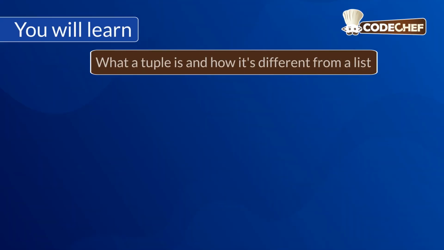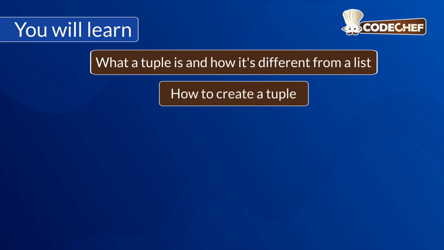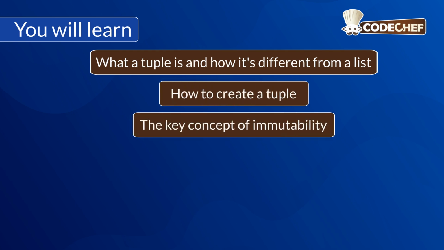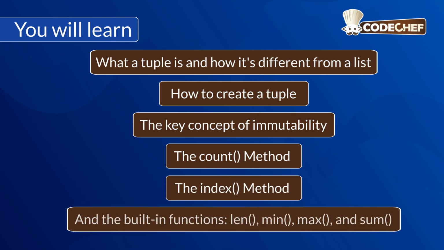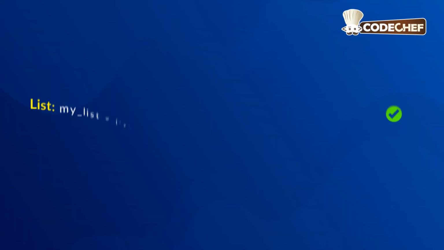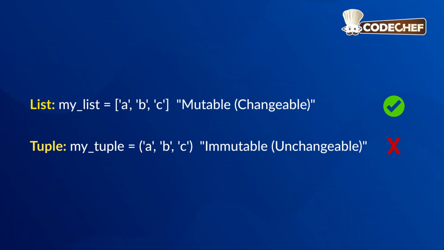In this tutorial, you will learn what a tuple is and how it's different from a list, how to create a tuple, the key concept of immutability, the count method, the index method, and the built-in functions len, min, max, and sum. A tuple is an ordered, immutable collection of items.